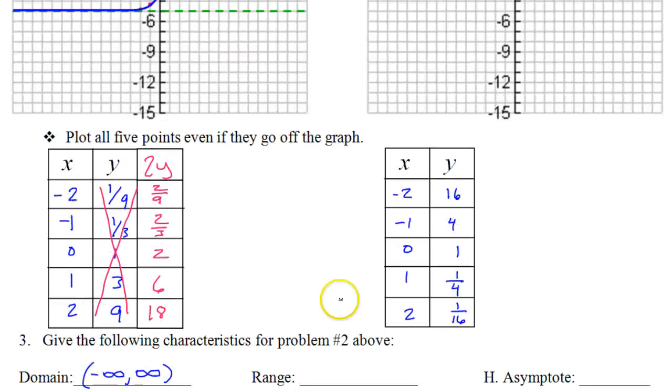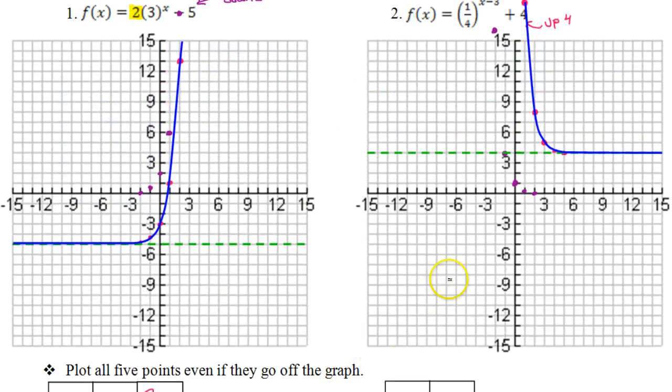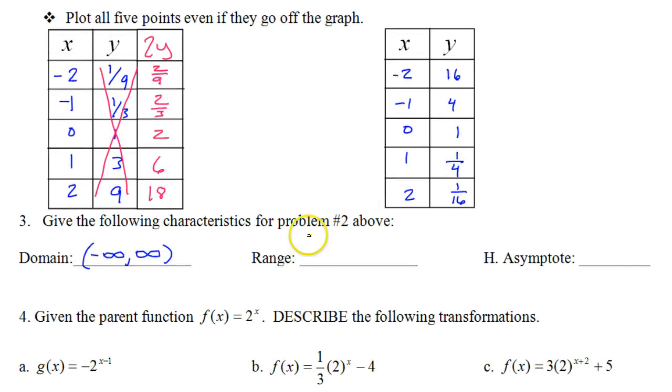The range is more limited. You have to give the range in order from bottom to top, least to greatest. So the lowest value is the asymptote of 4, and then it goes up to infinity. So 4 to infinity. Make sure your 4 gets a round parenthesis. It is an asymptote and the graph never touches it, so the 4 itself is not included.